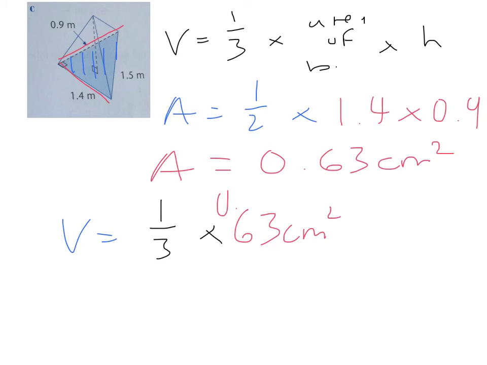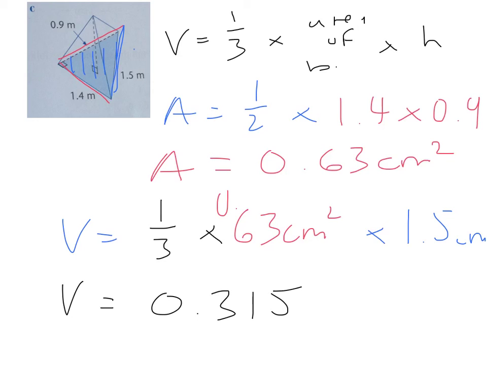But then we have to also times it by the height. In this case, the height is this value right here. So that's the height of the pyramid. So it's 1.5 centimeters. So we put all that in our calculator. What we'll end up getting is this value right here. So the volume is 0.315 cubic centimeters. This is our volume for this pyramid right there.